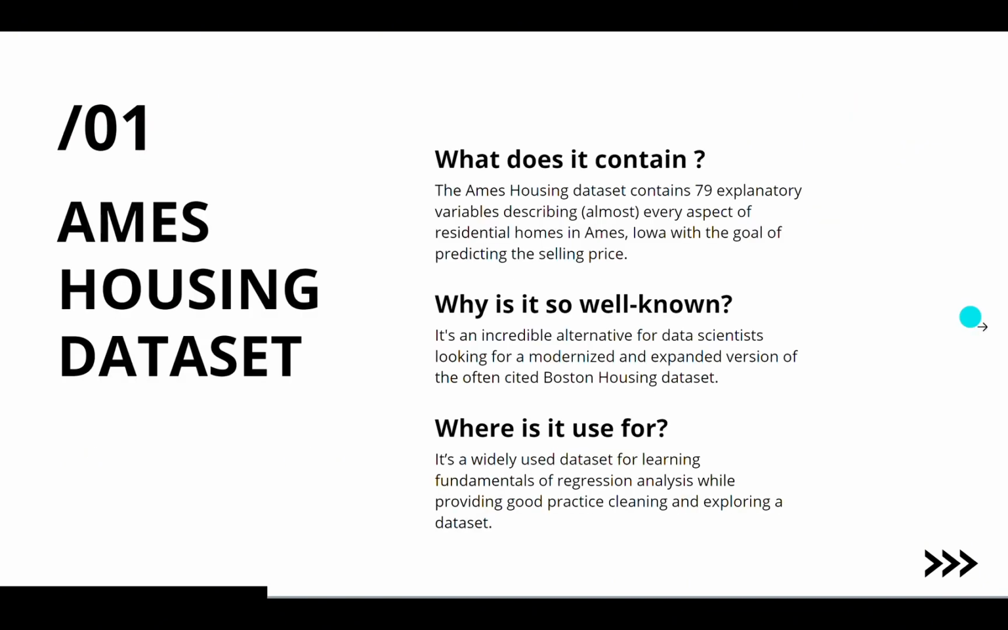Okay, first, the housing dataset. It has 79 variables, also known as features, and we have to pick some useful features from all these variables to train our models. Our target is to guess the sale price of the house via the model we trained.